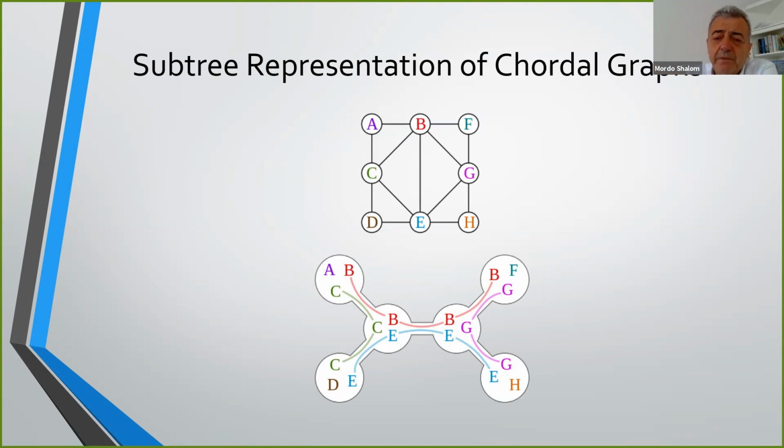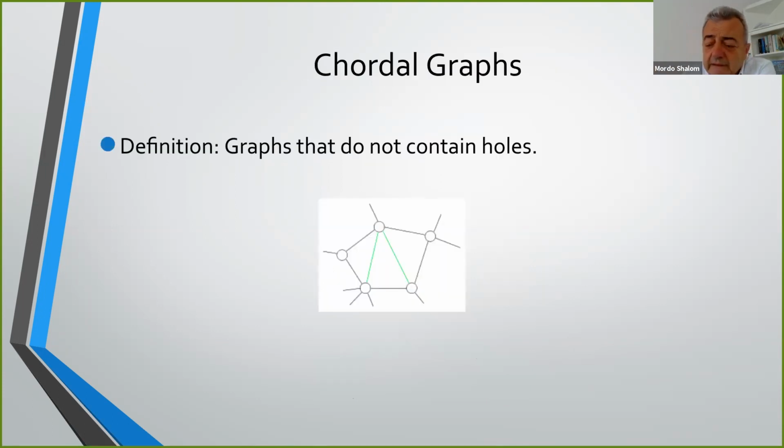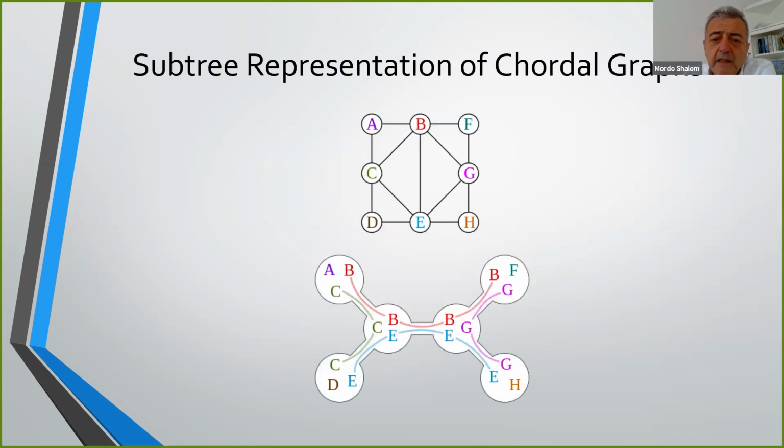So what do these graphs have to do with our problem? Now the point is that there is a very interesting characterization of these graphs as follows. Every chordal graph corresponds to a set of subtrees of a tree, and vice versa. Every set of subtrees of a tree corresponds to a chordal graph as follows. So this is a chordal graph. You can check that there are no holes. And this is the subtree representation.